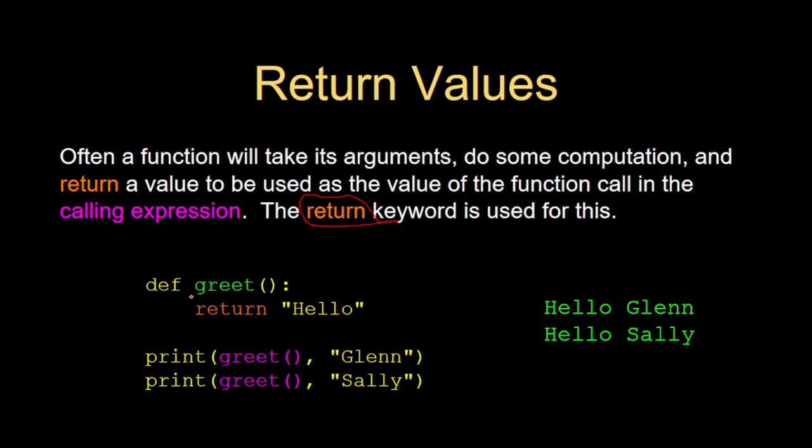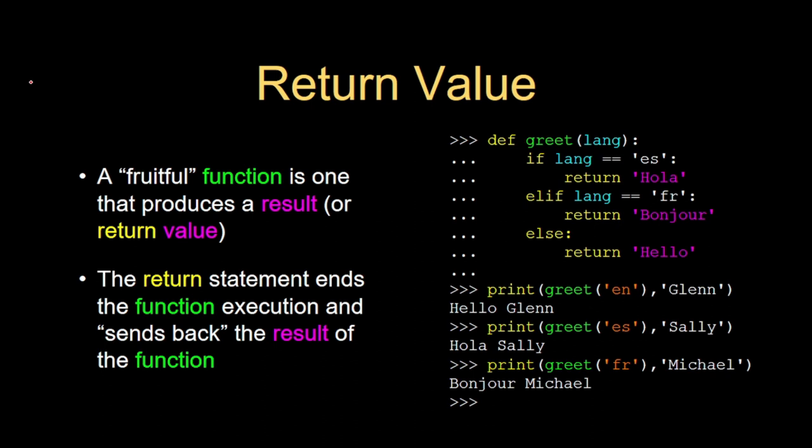So def greet, this is a function. Return hello: return is a keyword to return a value for this function. So print greet, hello Greeny, hello Salary. This is how return values work. A fruitful function is a function that produces a result or returns a value to the caller. The return statement ends the function execution and sends back the result of that function to the caller. When we call this function, this output is displayed.